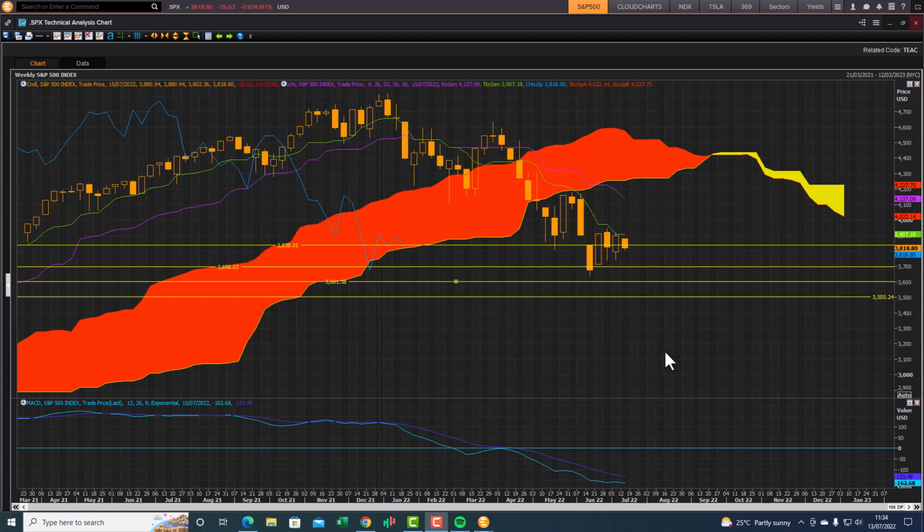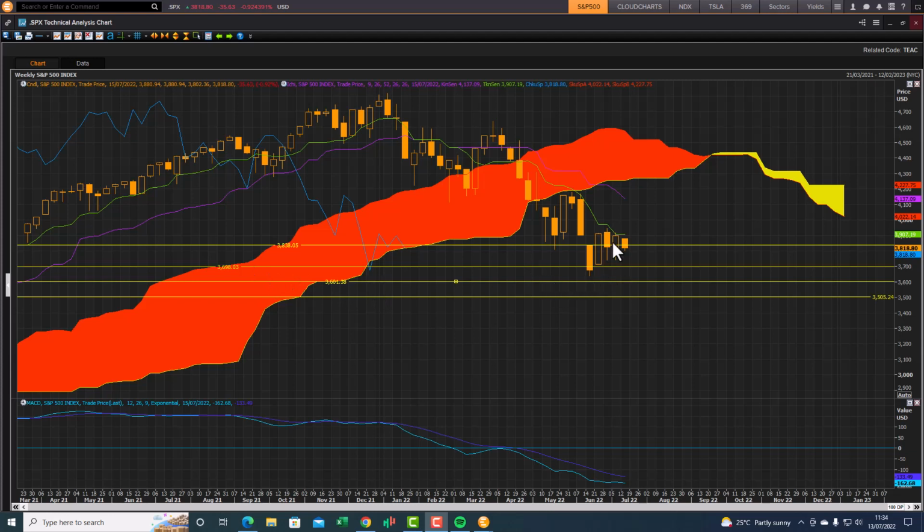Now, the index did manage to rebound from a cluster of cloud chart support levels here just below the 3,698 zone, between that 3637 and 3601. That's a cloud chart support zone. You can see the top end of the cloud there and this bottom end cloud chart. So these are two critical support zones.